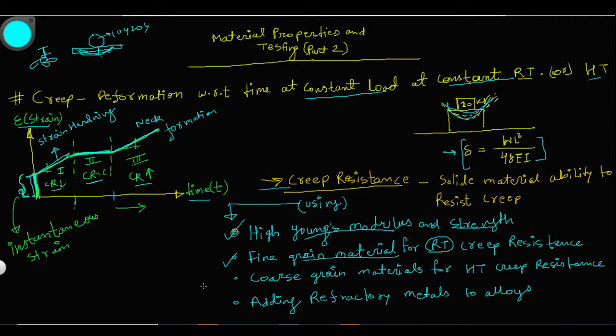If the material is at a higher temperature, then we will use coarse grain material to increase the creep resistance. And also adding refractory metal to alloys. So this we will discuss now. What are these refractory metals? A refractory metal is a high melting point metal whose melting point temperature is high. So it is clear to you what is creep. Now we are going to discuss the refractory metals.